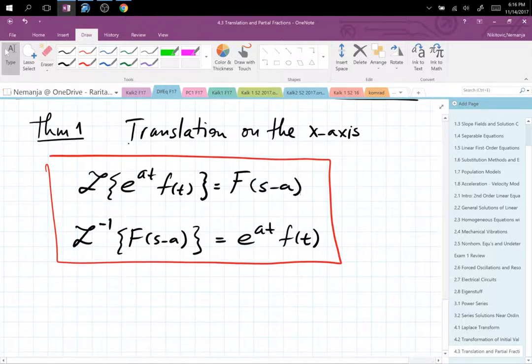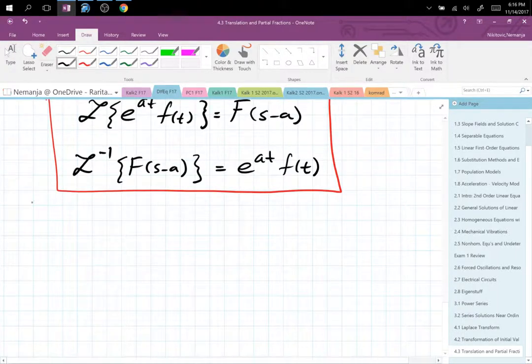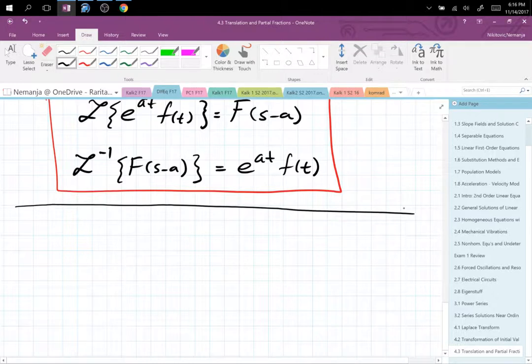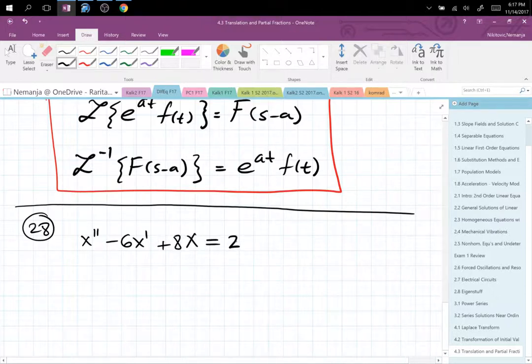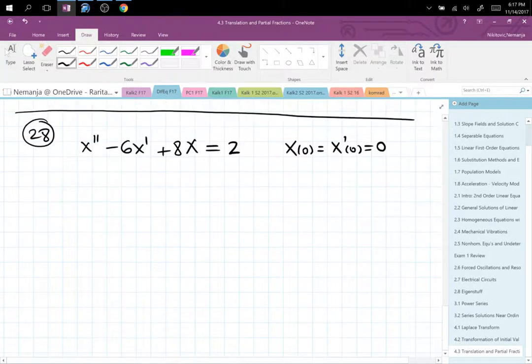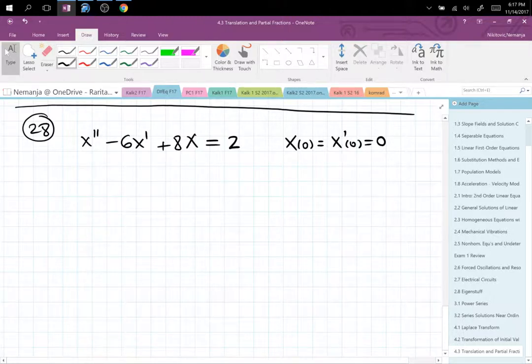That's it. All right, so let's take a look at initial value problems. Let's solve 2 of these and then move to the next lecture. So let's start with the vanilla one. Problem 28: x double prime minus 6x prime plus 8x equals 2, with initial conditions x of 0 equals x prime of 0 equals 0. Do you remember the transformation of derivatives? Great. Do it.